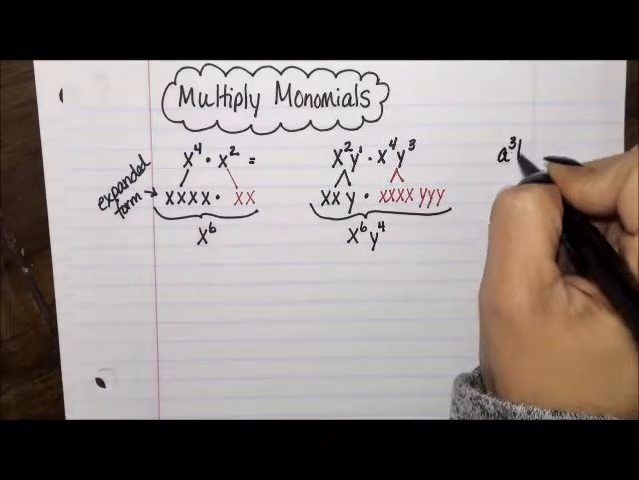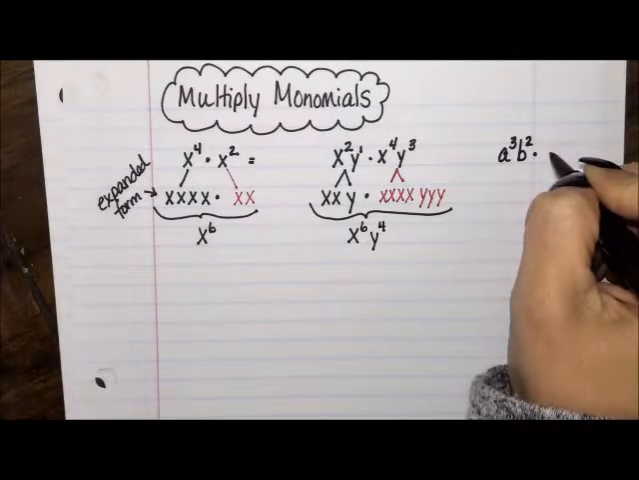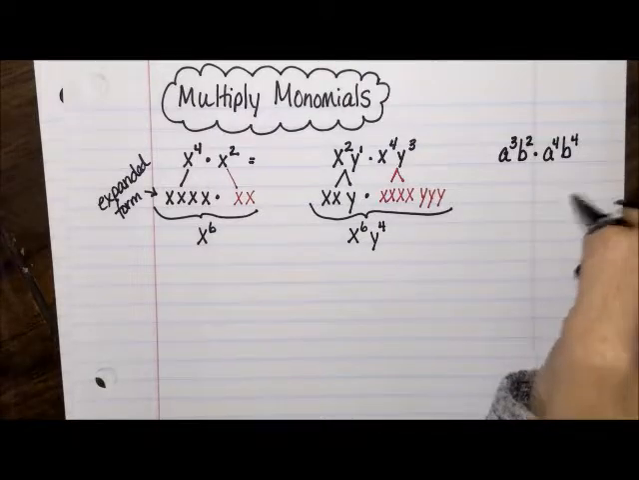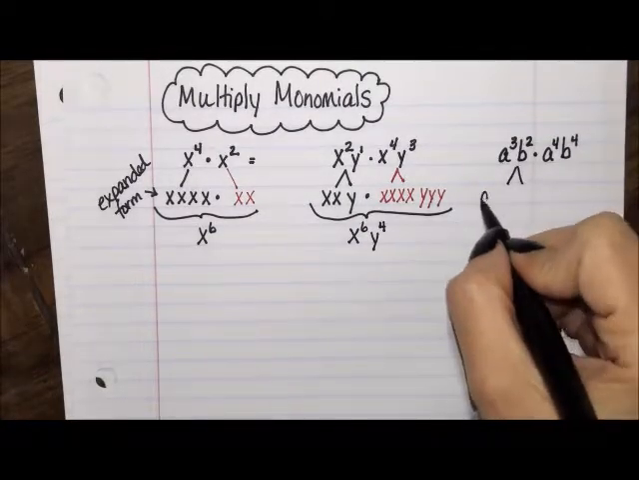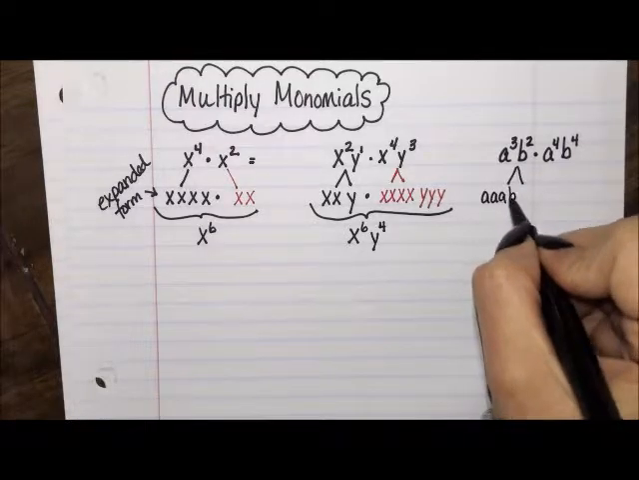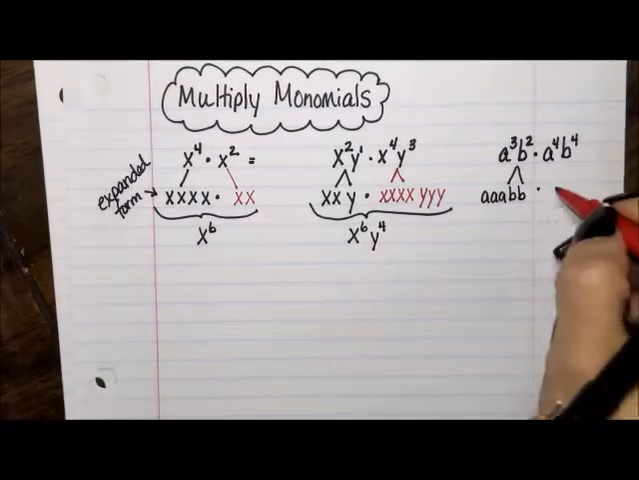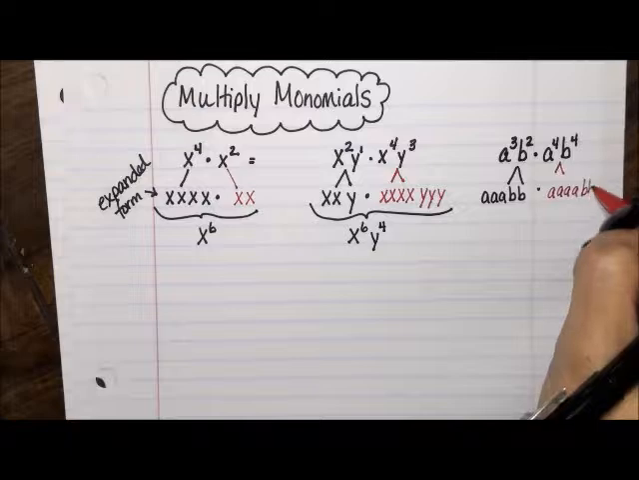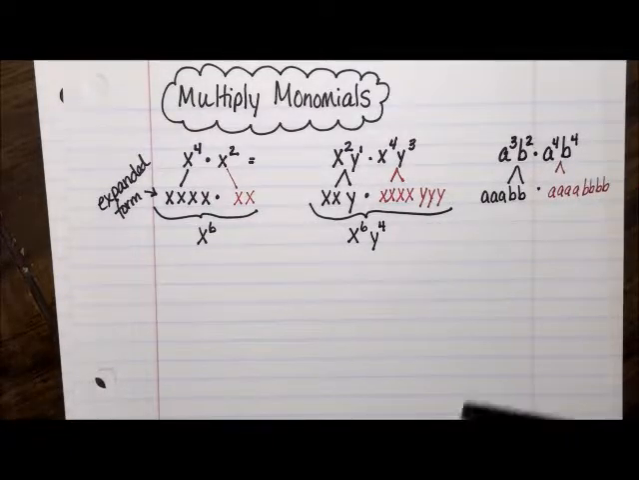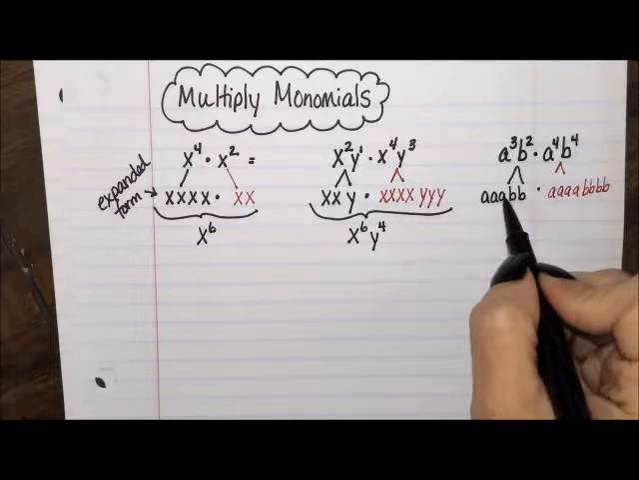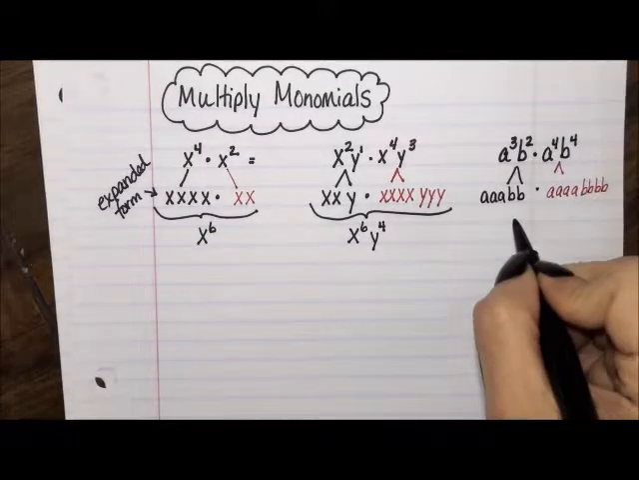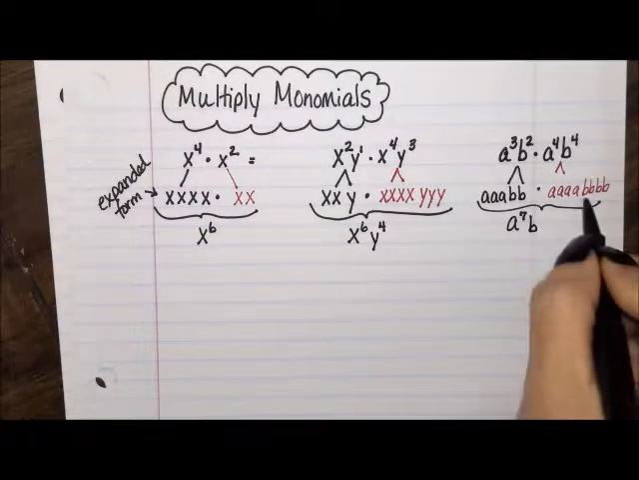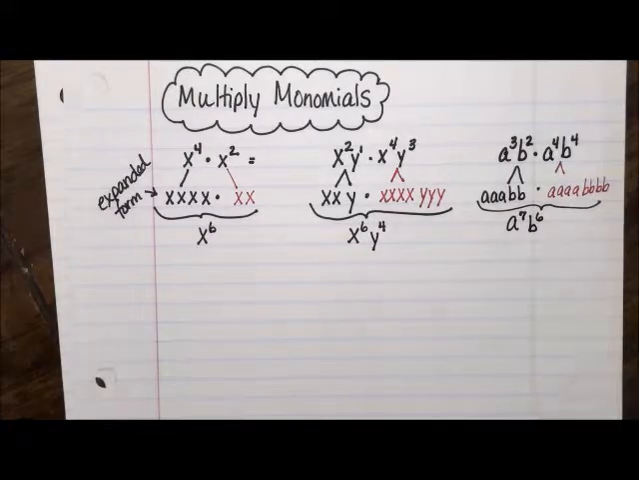Let's do a to the 3rd b squared times a to the 4th b to the 4th. Well, let's see. That'll be 3 a's times 2 b's times, this side over here will be 1, 2, 3, 4 a's and 1, 2, 3, 4 b's. Well, that's 1, 2, 3 a's, 4, 5, 6, 7 a's. So this will give me a to the 7th, 1, 2, 3, 4, 5, 6 b's.